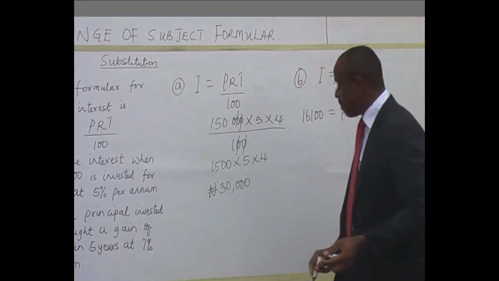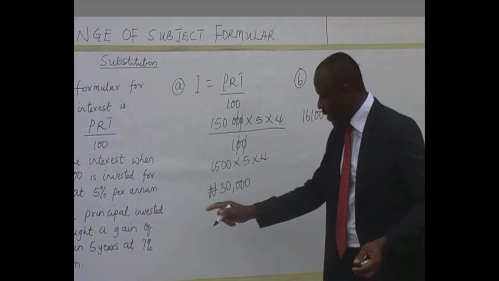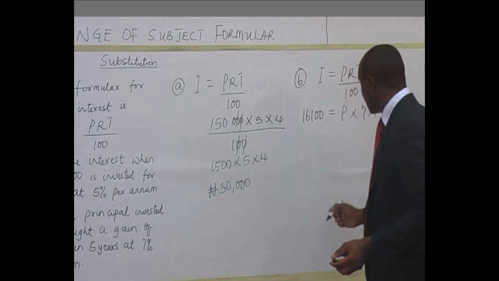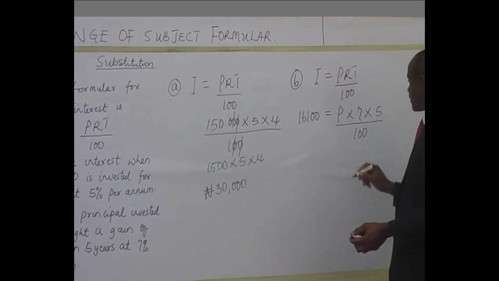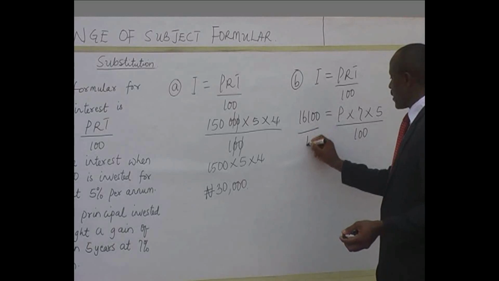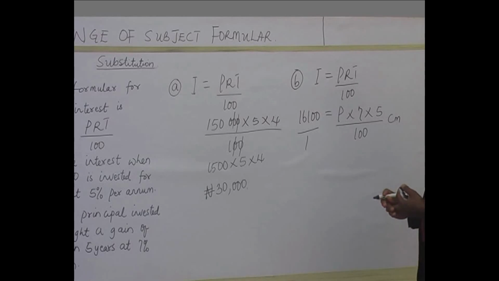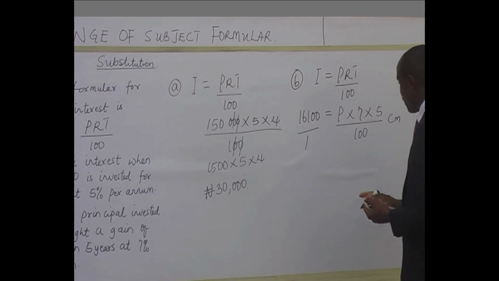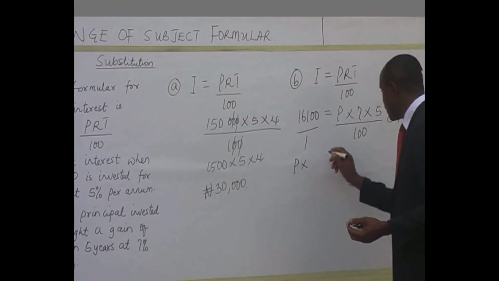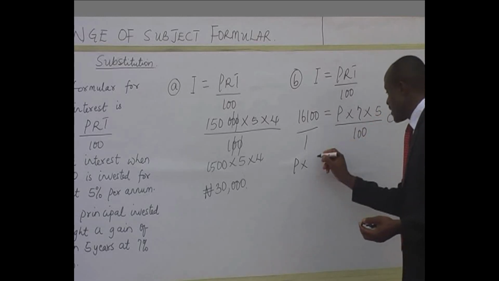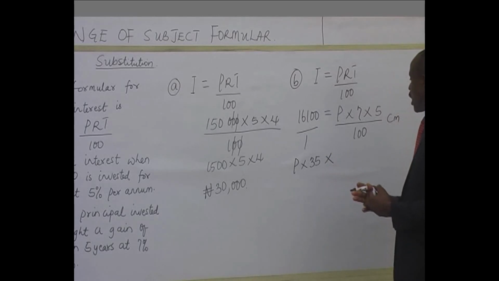The rate is 7%, so write 7 times the time, which was also given, 5 years. It's going to give you 5 all over 100. This is all over 1. Cross multiply. This cm is not centimeters, but it's cross multiplication. 1 times all the things you have there will give you all the things you have there. P times 7 times 5 is 35. So write 35 instead of 7 times 5 to shorten the long grammar.